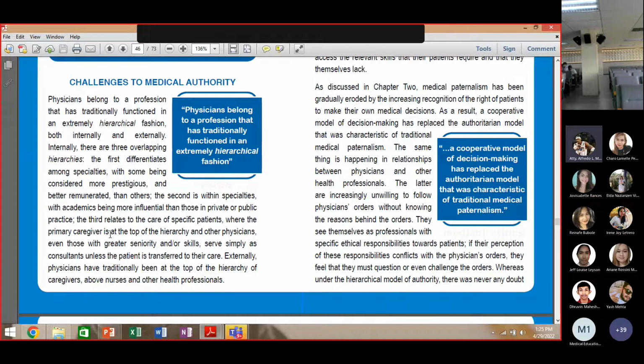Payment of money. Physicians belong to a profession that has traditionally functioned in an extremely hierarchical fashion, both internally and externally. So there is a corporate structure. The internal structure is the one I discussed earlier, and the external structure is the corporate structure of the company and, of course, its relationship to the regulators, or the government.